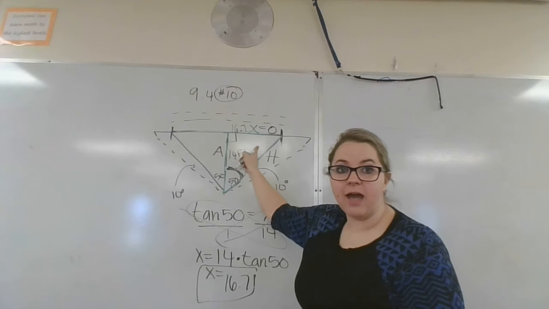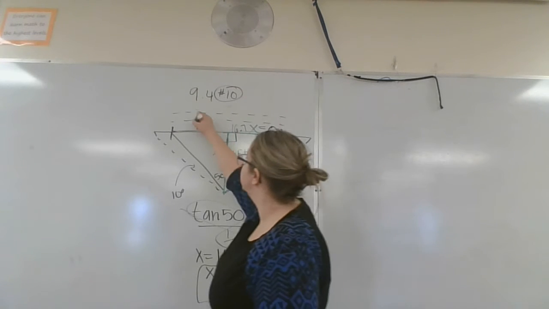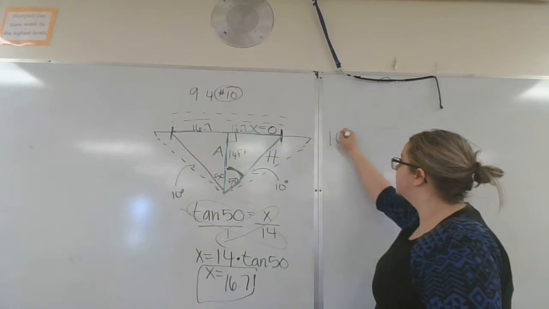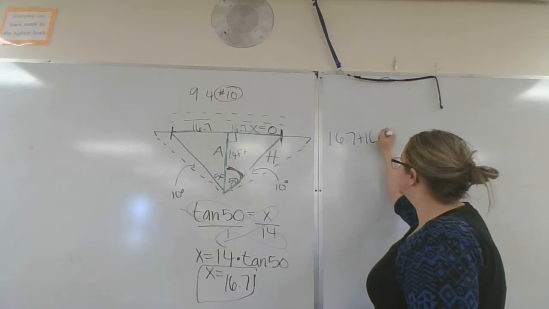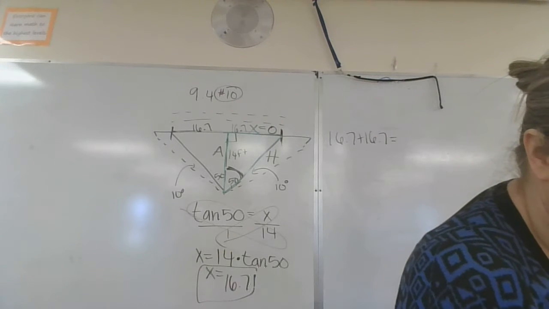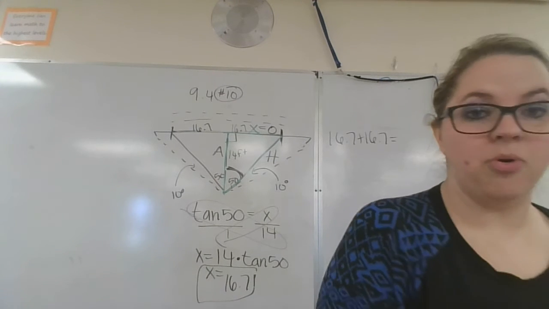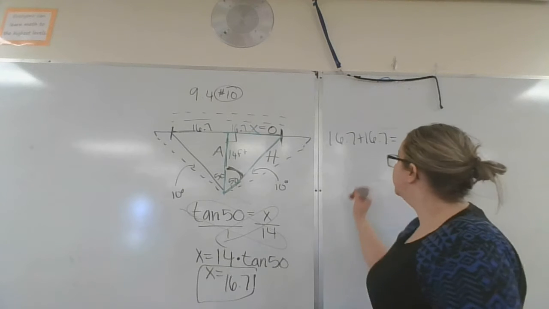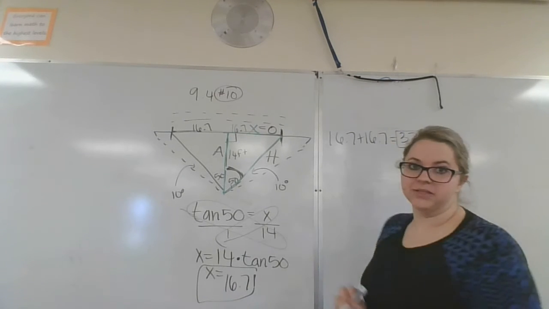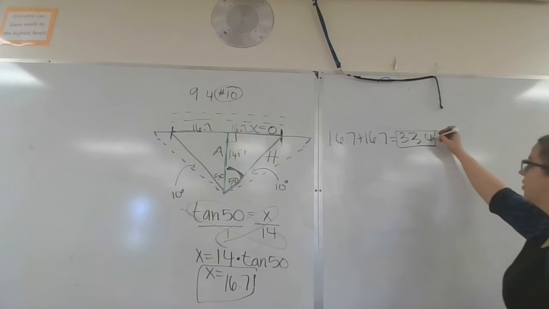That's 1/2. I need the whole thing. The whole thing here is 16.7. Here's another 16.7. So I'm going to add these two together. 16.7 plus 16.7 equals 33.4. That is your answer. So sorry about that, you guys. 33.4 is your answer for A.